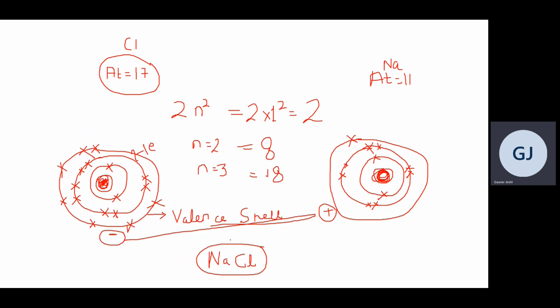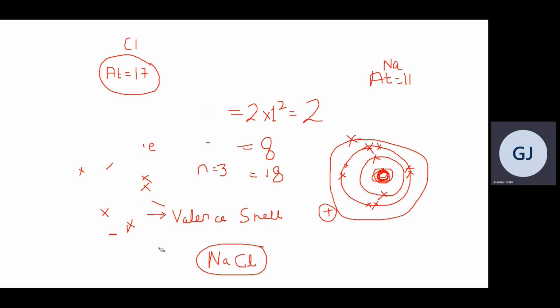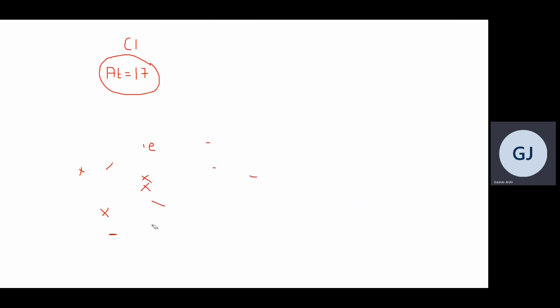So this is the ionic bonding, right? Now, let's take another example, the example of water. I'll erase all of this. We'll discuss how water is actually formed, using the electronic configuration.